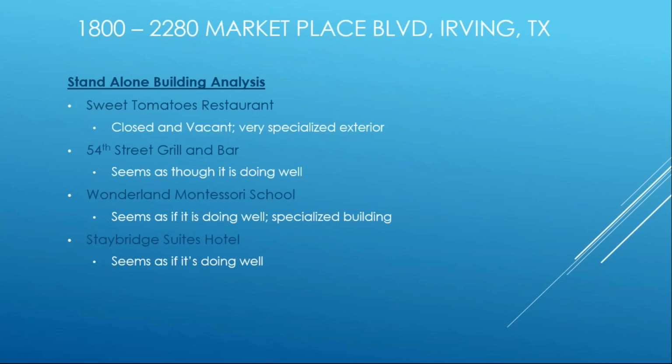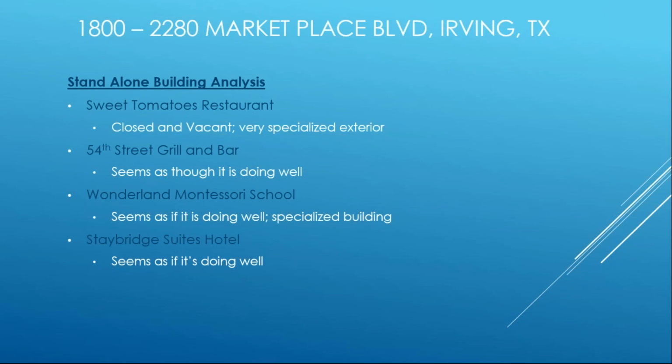So we're going to do this analysis two different ways. I'm going to do a standalone building analysis. As I mentioned before, there's a closed and vacant standalone building. It used to be called a Sweet Tomatoes restaurant. It's been vacant for some time. It's got a very, very specialized exterior that would cost a lot to change back into somebody else's business.